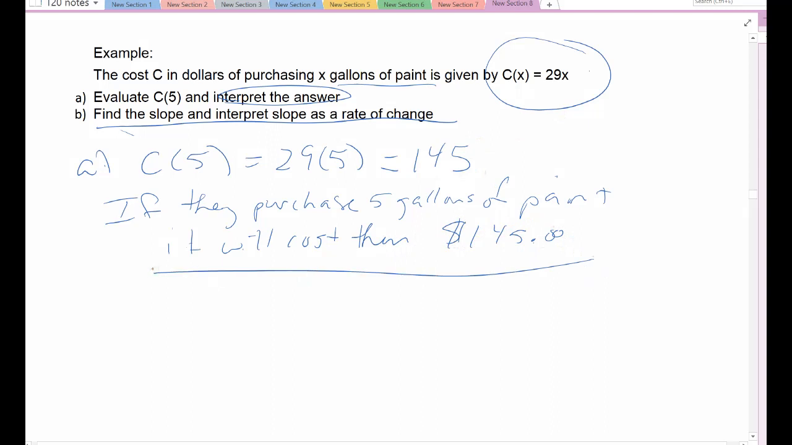Alright, again, bear with my handwriting on this tablet. I think it gets exponentially worse the more I write on it. Alright, so if you can't read that, what it means is when they purchase 5 gallons, right, that's what the 5 represents, and that's important, because if it was a different number, I'd get a different answer. So when they purchase 5 gallons of paint, it's going to cost them $145 total.